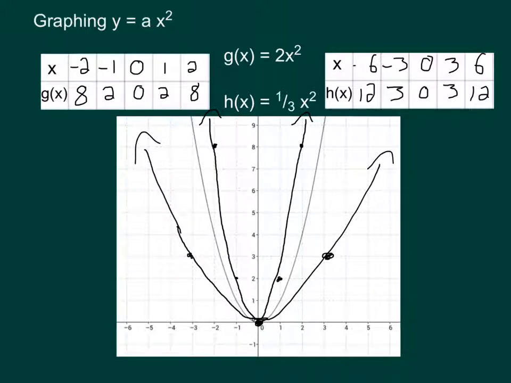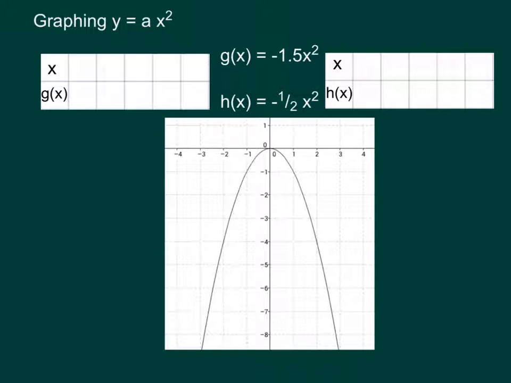But to graph these, you're best off just plugging into the t-chart and picking convenient values. You know, if your coefficient's a fraction, like 1/3, use x values that are multiples of that number so that it gets cleared up a little bit. I hope this makes sense.